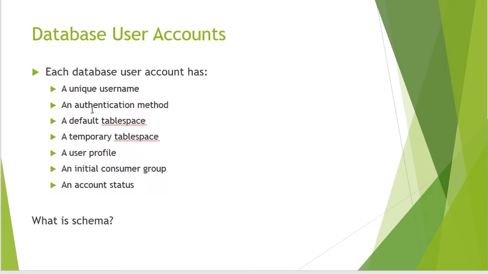An authentication method. There are three types of authentication methods. The first one is password, the common way to authenticate a user. The second one is global authentication. Global authentication means authenticating the database user using Oracle OID. The database password is stored in OID, not internally in the database. This is what is meant by global authentication.